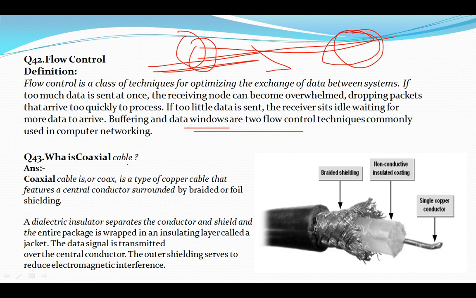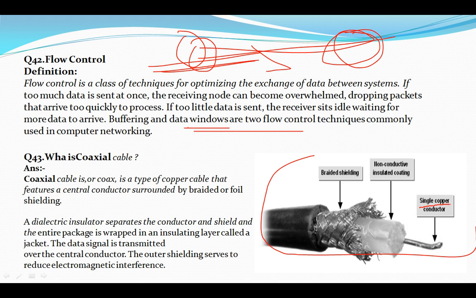So guys, next question is, what is coaxial cable? Very important if you are working in technology or going for an interview. So the cabling question will come definitely. So guys, coaxial cable, or coax, is a type of copper cable that features a centralized conductor surrounded by braided or foil shielding.